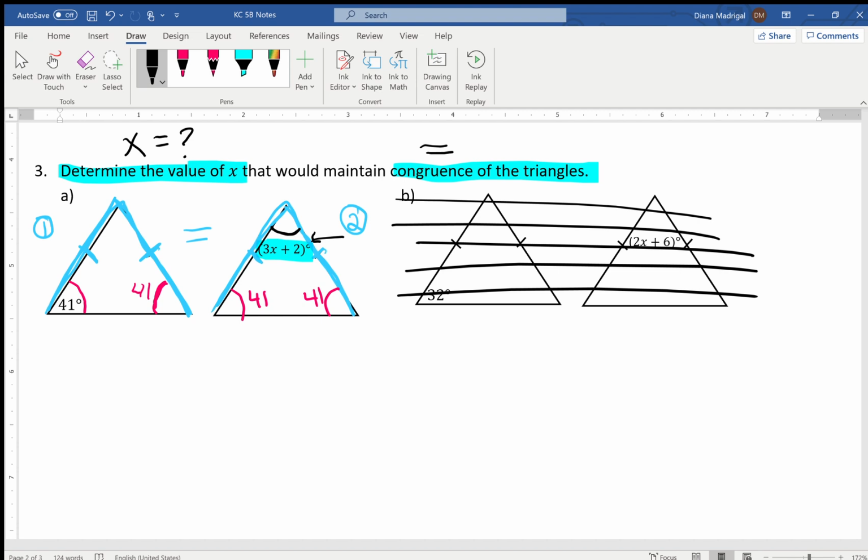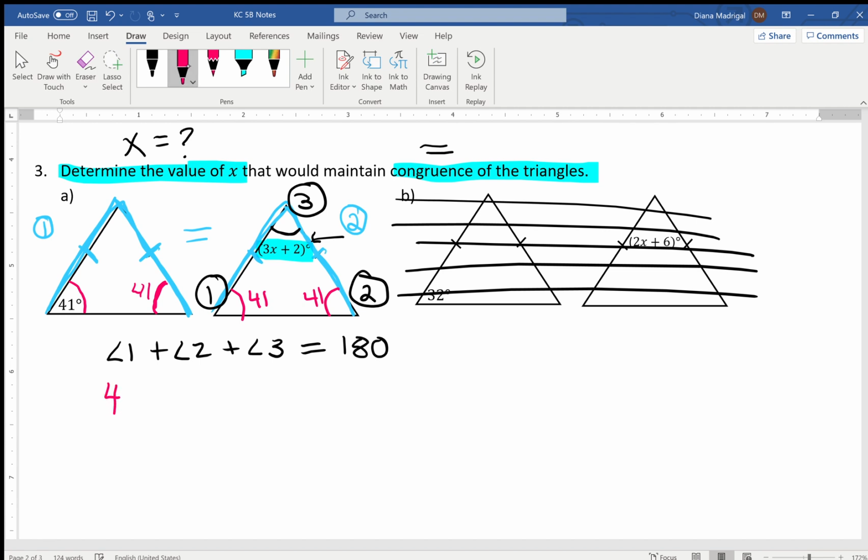What do we know about angles? On any triangle, angle 1 with angle 2 with angle 3 have to equal 180. I have three angles in this second triangle: this angle 1, this other angle which is 2, and this other angle which is 3. All you're going to do is plug in the information you know. Angle 1 is 41 plus angle 2, angle 2 is 41 plus angle 3, angle 3 is 3x plus 2.